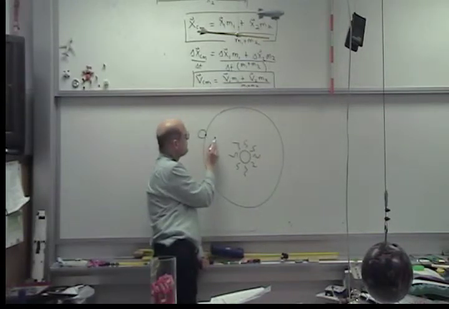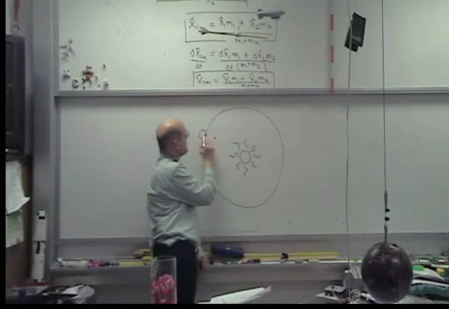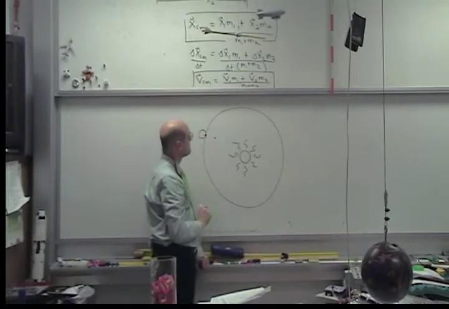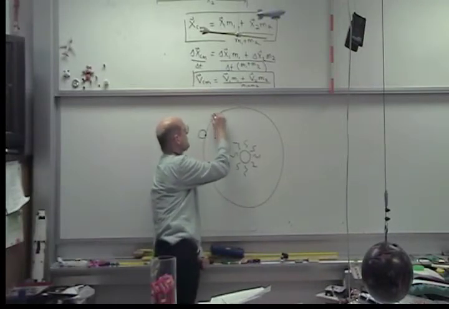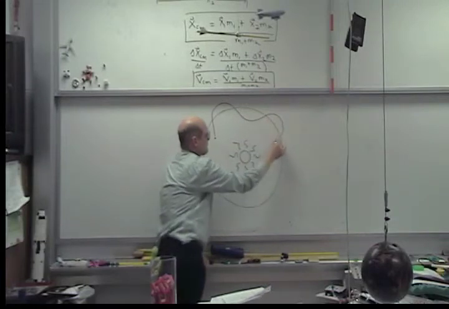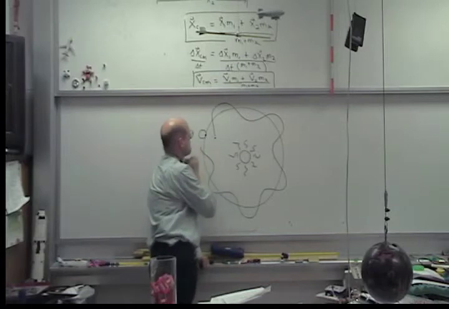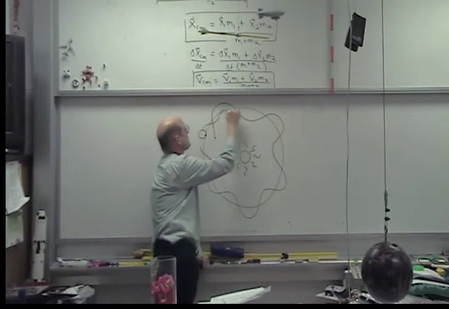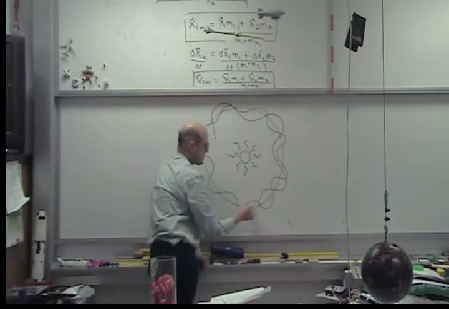But the moon goes around the Earth, and the Earth actually goes around its own center of mass, the center of mass of the Earth-Moon system. So the path taken by the moon looks something like this. And the path taken by the Earth looks something like this. So we have these two sinusoidal curves.